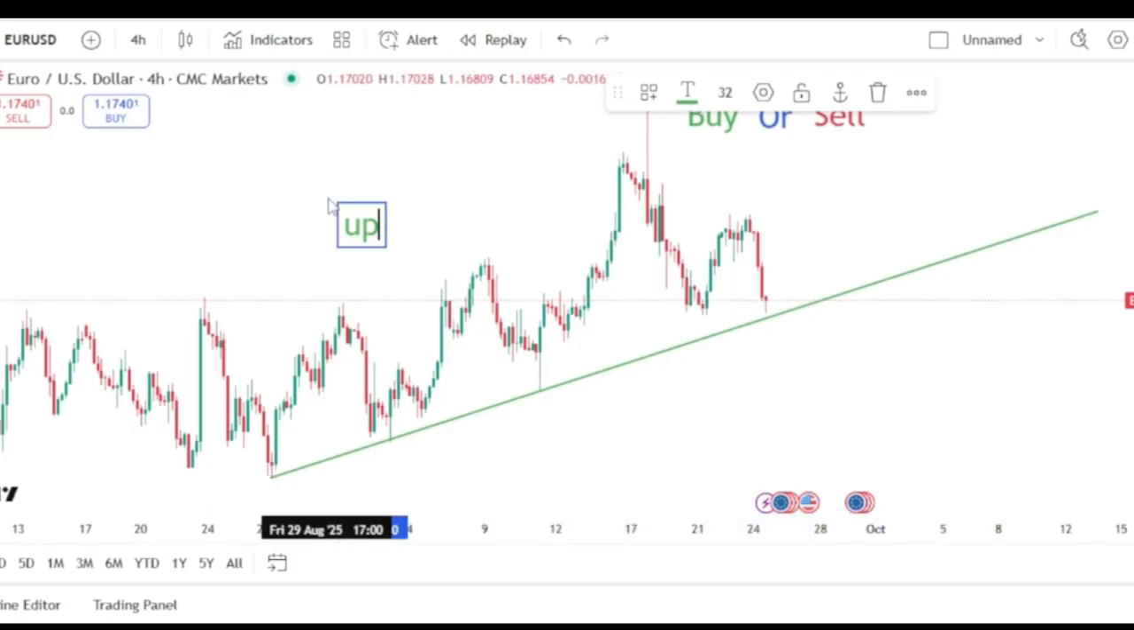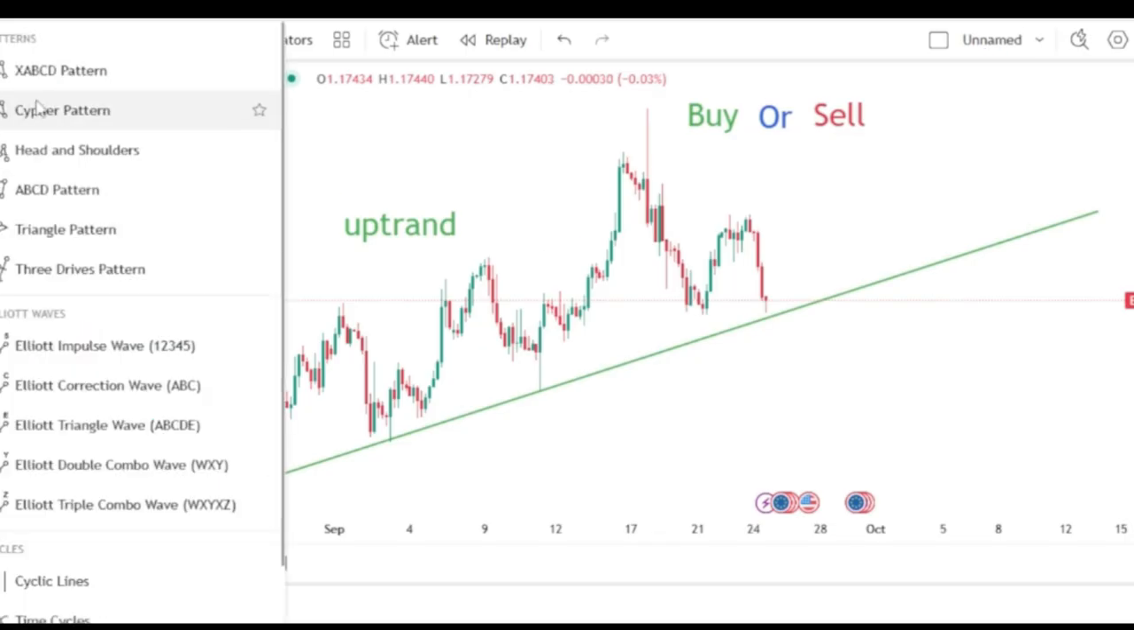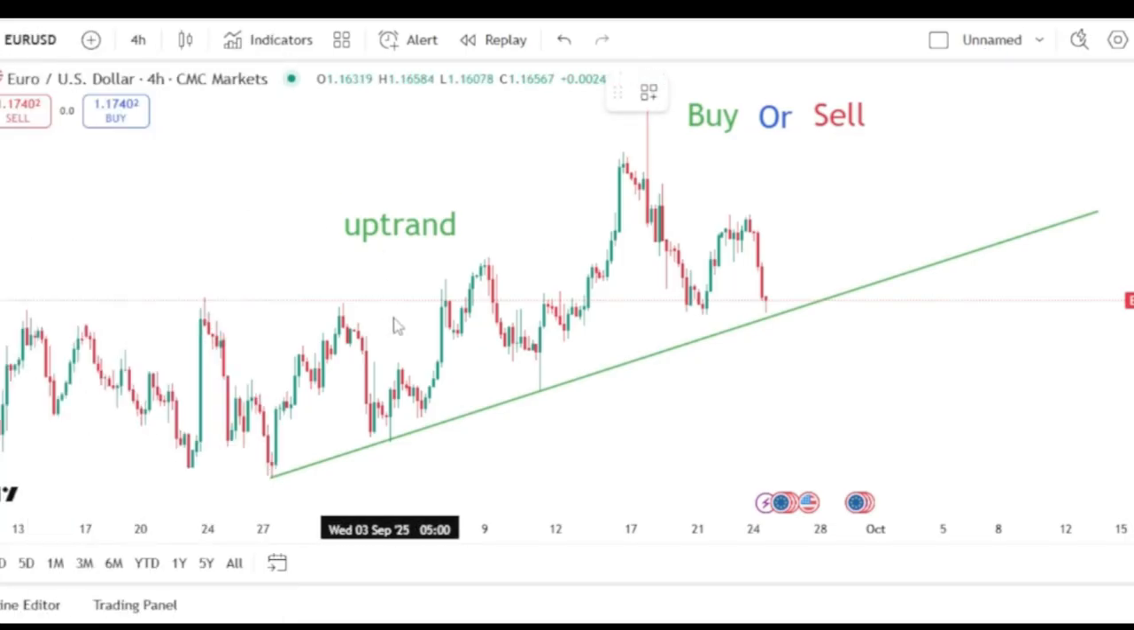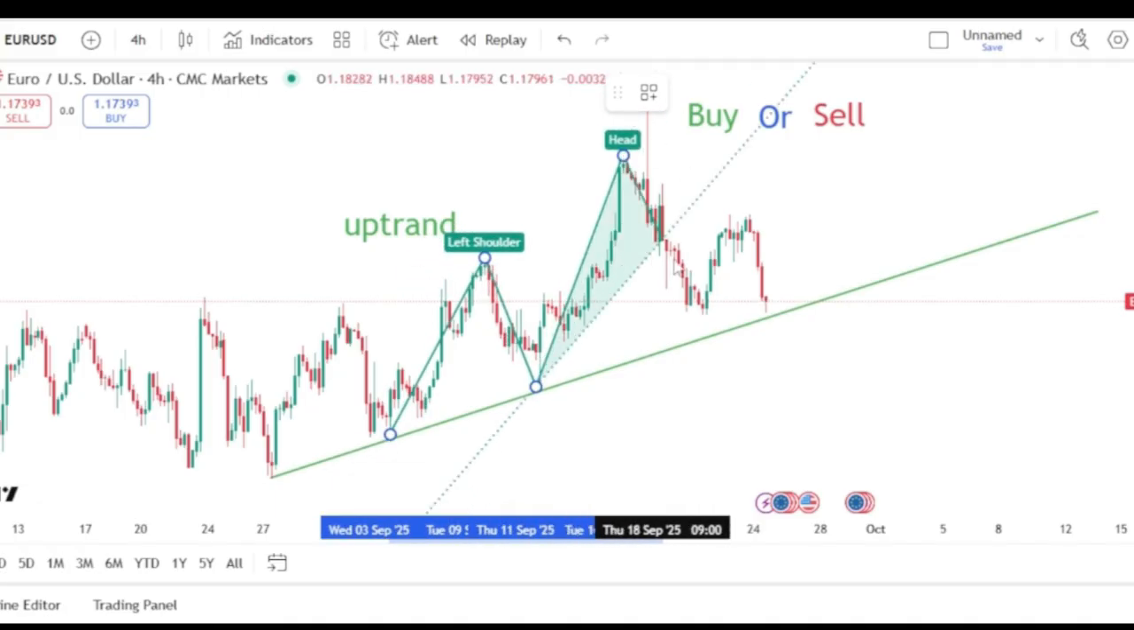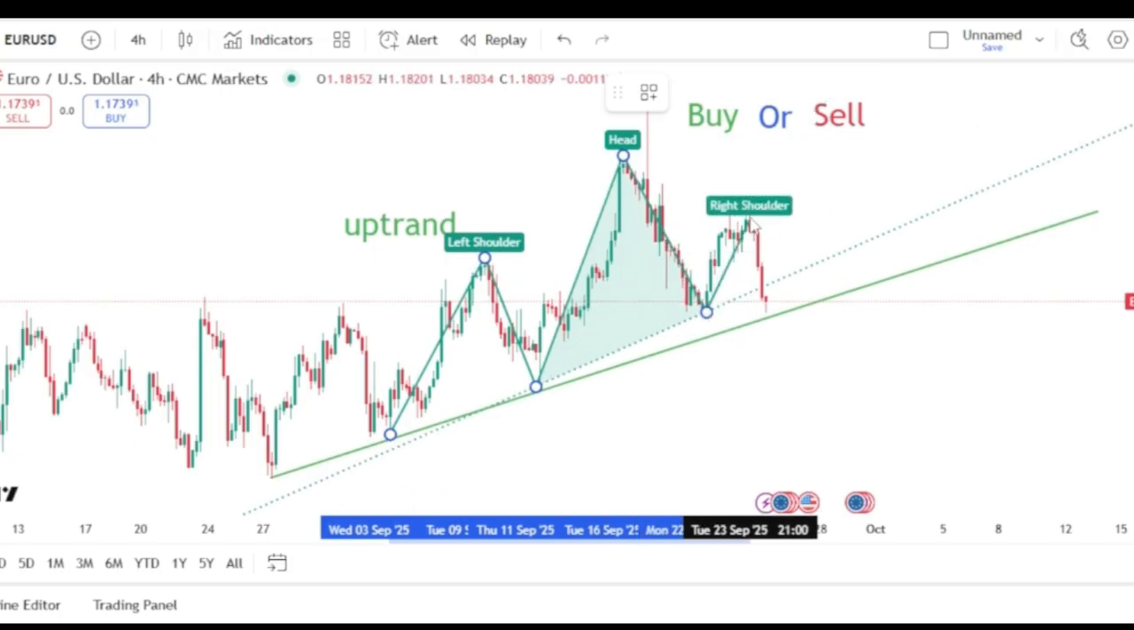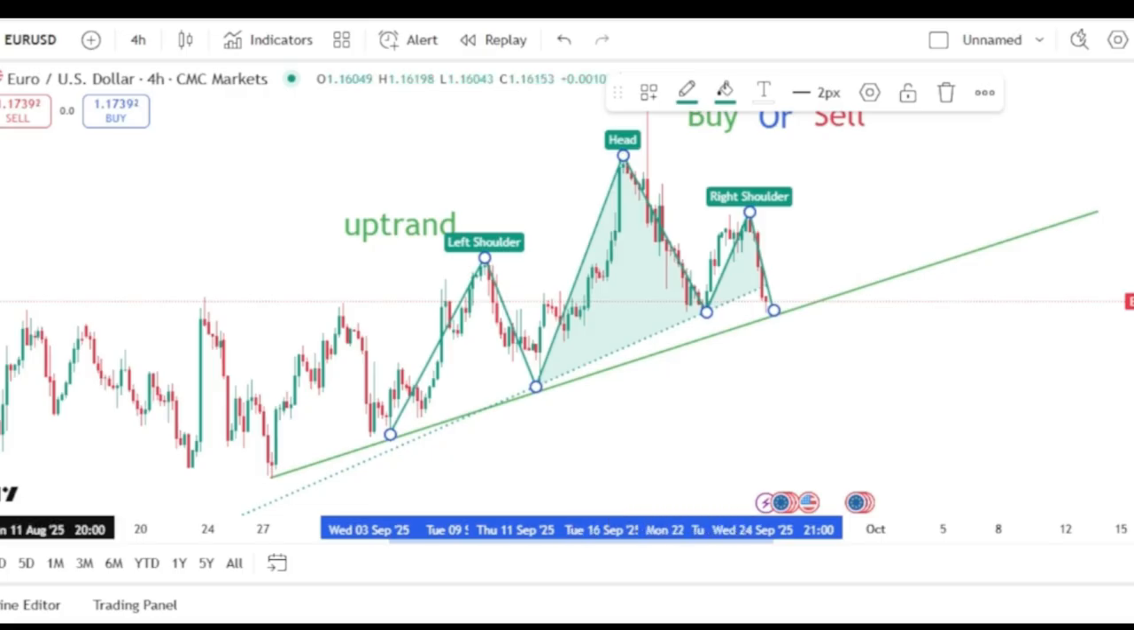As you can see, the market was in a clear uptrend. Then we started seeing three peaks. The left shoulder, where price moved up and then retraced. The head, which pushed higher than the left shoulder but then came back down. And the right shoulder, a smaller push up, failing to break the previous high.